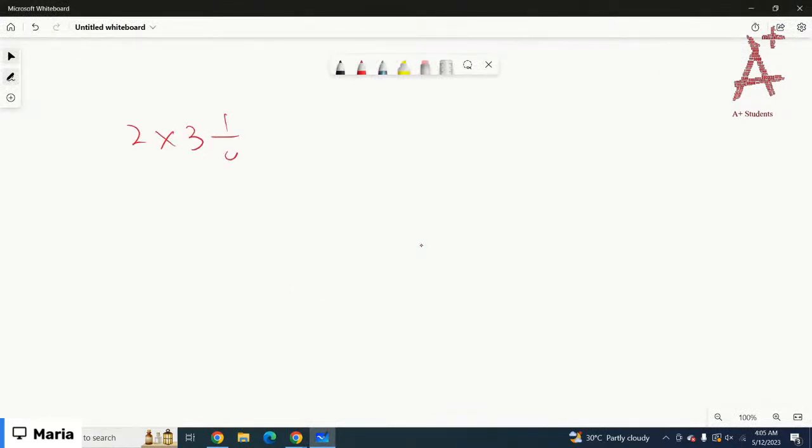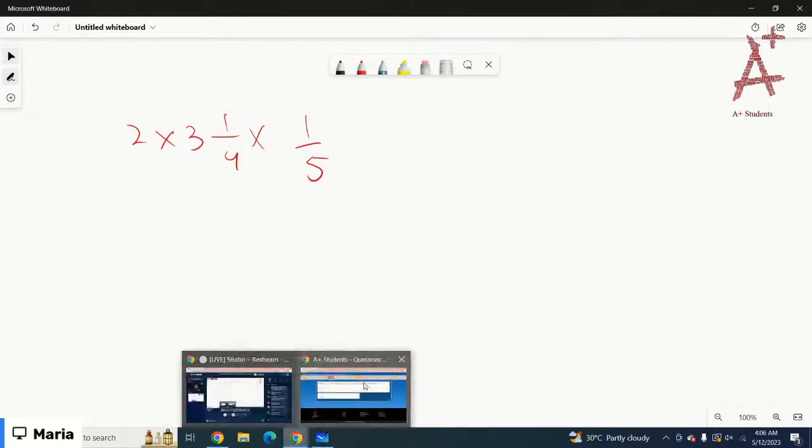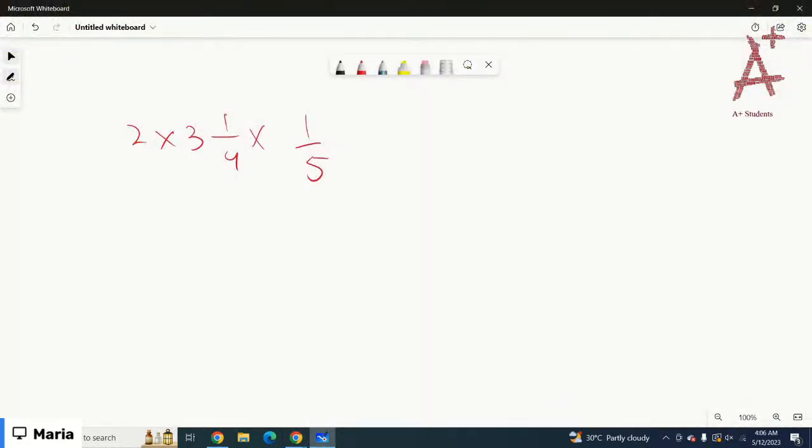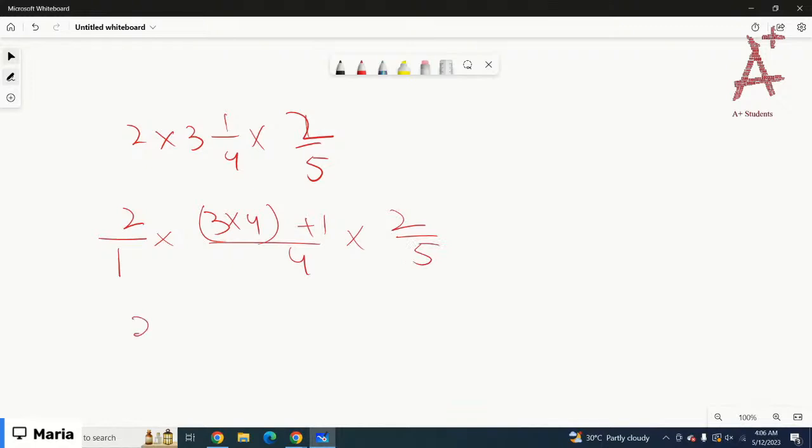2 times 3 whole 1 by 4 times 1 over 5. Let me just confirm if that would be the 2 times 3 whole 1 by 4 times 2 over 5. It would be. So let's just start. Here you have 2, 2 over 1. Got it? Convert it into improper fraction. It would be 3 times 4 plus 1 over 4 times 2 over 5.